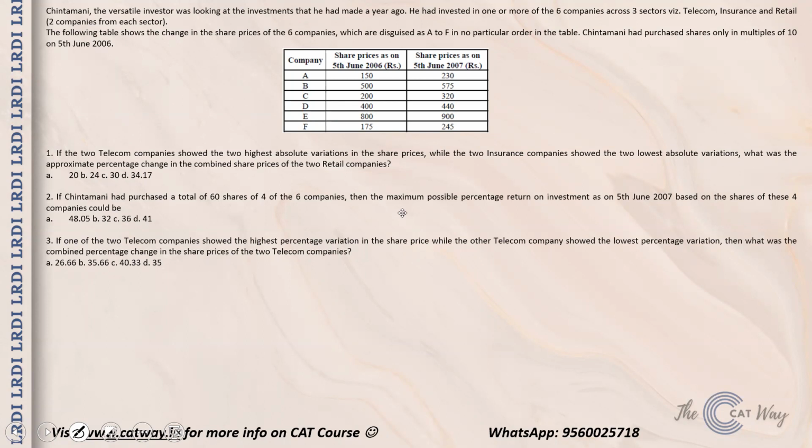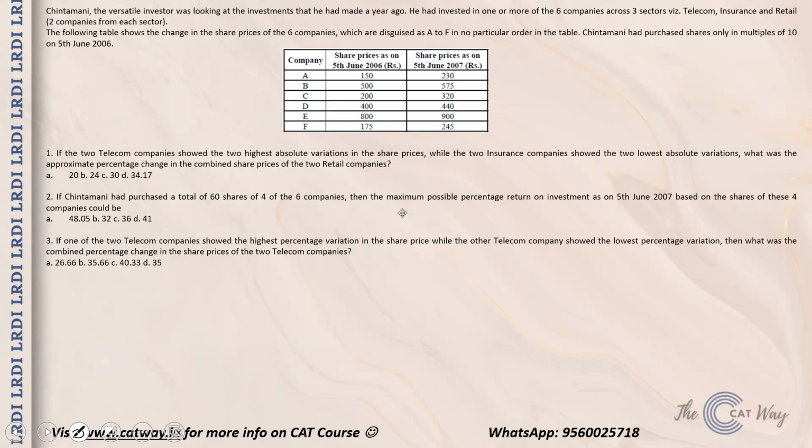So the first one is that if the 2 telecom companies showed the highest absolute variation in the share prices, while the 2 insurance companies showed the lowest absolute variation, what was the approximate percentage change in combined share prices of 2 retail companies? So here 2 things we are talking about. First is the absolute variation and the second is the percentage change. So let us calculate those values for all these companies that we have.